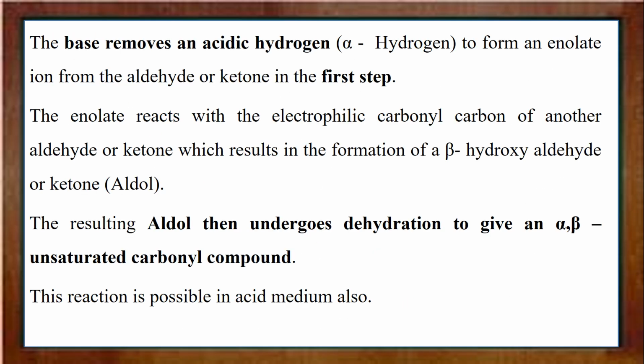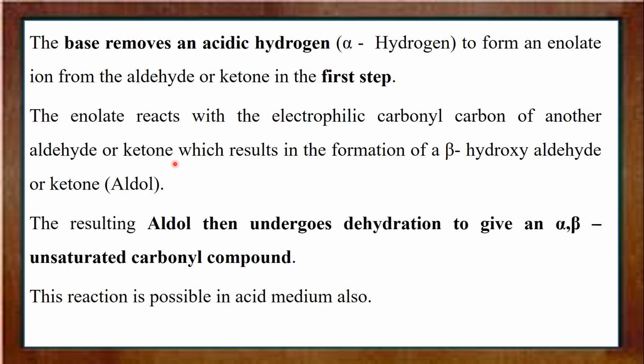In the mechanism we discussed, there are three stages. In the first step, a base removes an alpha hydrogen from an aldehyde or ketone with alpha hydrogen, resulting in the formation of an enolizable carbanion, and it is converted to enolate ion. That is the first step. And that enolate ion reacts with another carbonyl compound, resulting in the formation of a beta hydroxy aldehyde or ketone, and that is called an aldol.